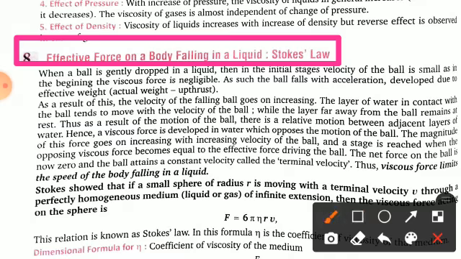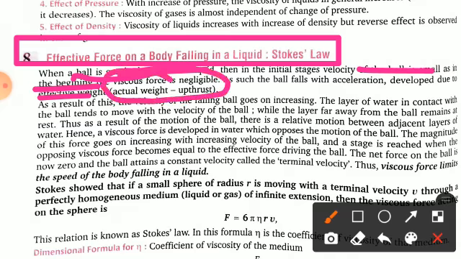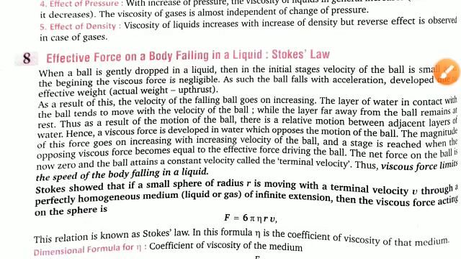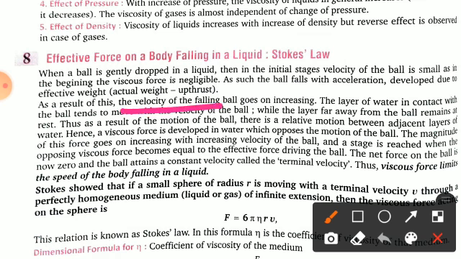When a body or a ball is gently dropped in a liquid, then in the initial stage the velocity of the ball is small, as in the beginning the viscous force is negligible. As such, the ball falls with acceleration developed due to the effective weight. Effective weight is equal to how much? Actual weight minus the upthrust provided by the liquid in the upward direction. So as a result of this, the velocity of the falling ball goes on increasing.